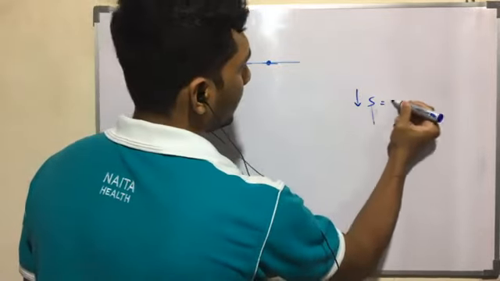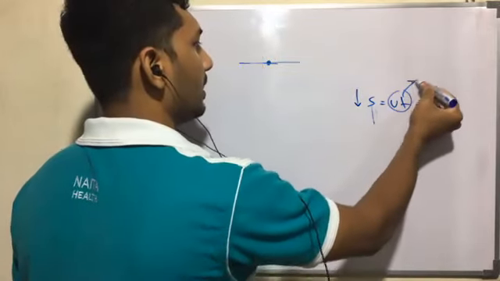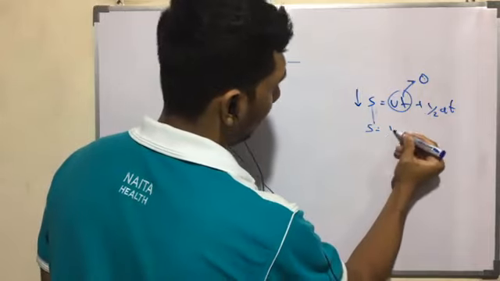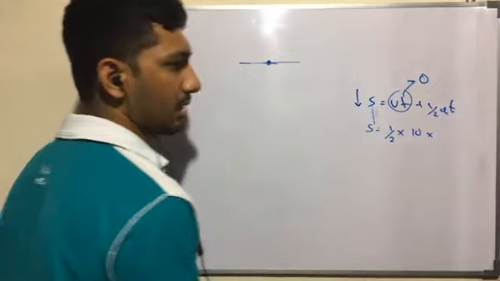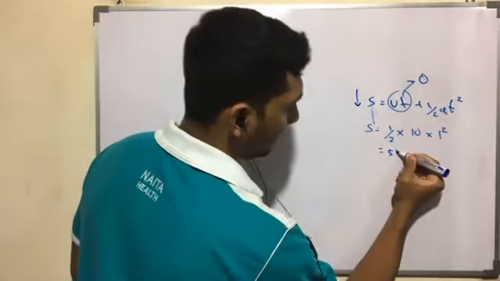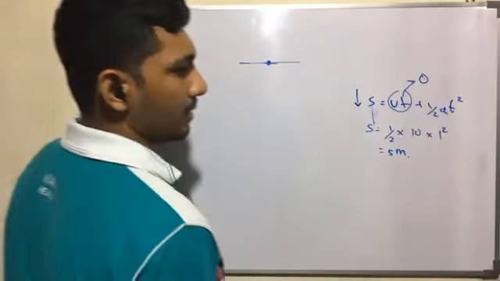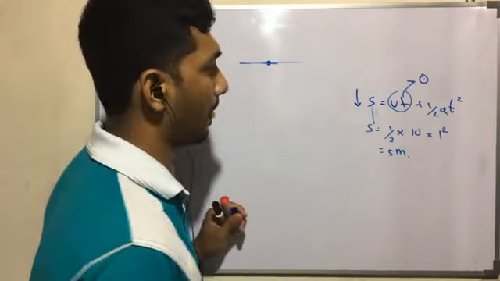S is equal to ut plus half at square. As it is from rest, ut is 0, right? So S is equal to half a t squared. a is 10, the gravitational acceleration, and t squared is 1 squared for the first second. So this is 5 meters. So the third answer is excluded. Okay, other answers are there.